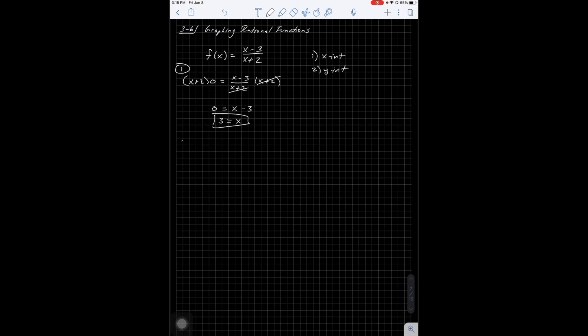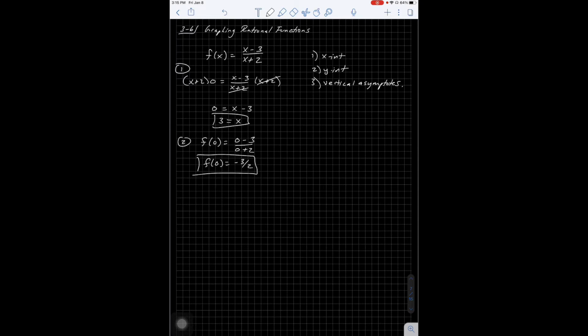First step. Second step, I'm going to find my y-intercept. So I'm plugging in 0 for x. That's going to give me -3/2. That's my second step. My third step is to find what is called my vertical asymptotes.